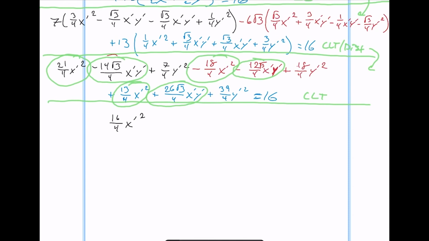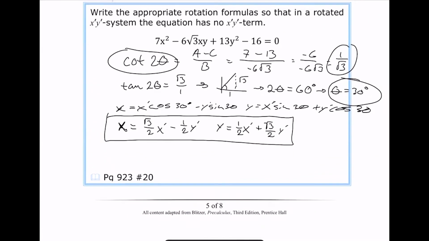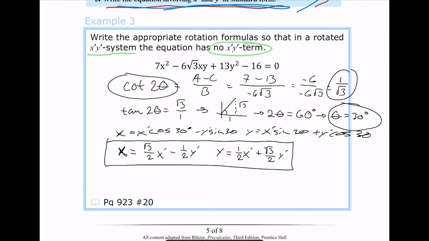Okay, so we had, again, negative 14 root 3, negative 12 root 3. That's a total of negative 26 root 3 plus 26 root 3. Those all cancel out. So I can just forget about those. The next time you go through this process, doing one of these delightfully lengthy problems, you want them to cancel out. You want the equation in your rotated x prime, y prime system to have no x prime, y prime term.